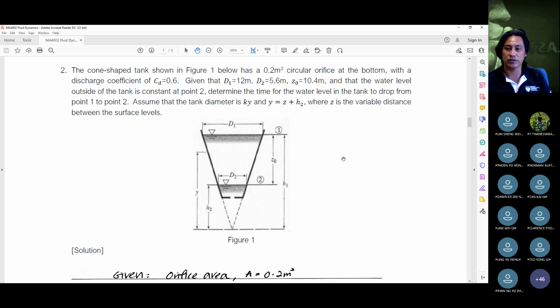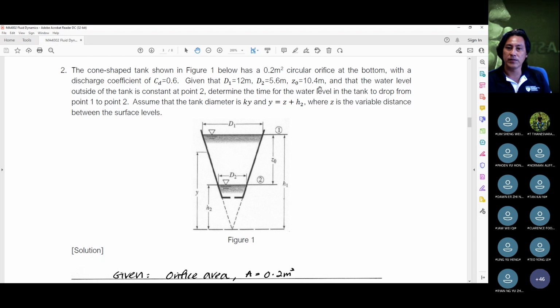But let's run through the question. We have a cone-shaped tank shown in this figure. We're told that it has a 0.2 meter square circular orifice at the bottom. So that's the orifice, where the water gets drained out. We're told that this orifice has a discharge coefficient of CD equals 0.6. Now given that D1 is 12 meters, what's D1? D1 is over here. That's the free surface at the original height. D2 is 5.6 meters. D2 is here at the final height.